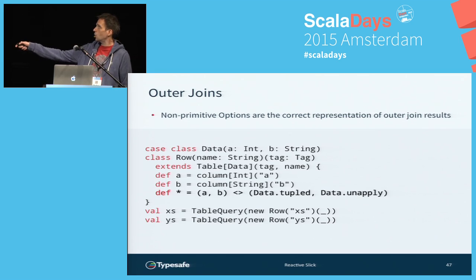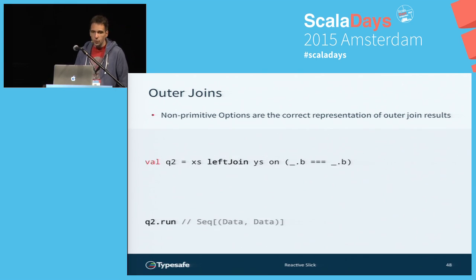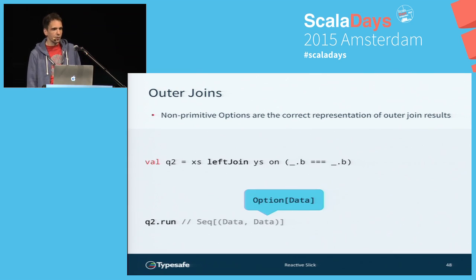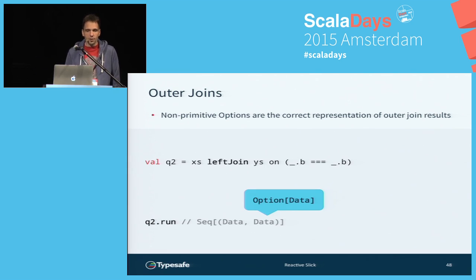We have a class row which extends a table of data, so we're mapping this to a data case class. And we have 2 instances of this type, Xs and Ys. Now we do a left join on it. So Xs left join Ys on whatever criteria. And with the old left join operator, what we get is a Seq of tuple of data and data. But that's wrong, because on the right-hand side, it's not really a data, because a left join can produce a null row on the right-hand side, so we don't get anything. What we really want is a tuple of data and option of data.